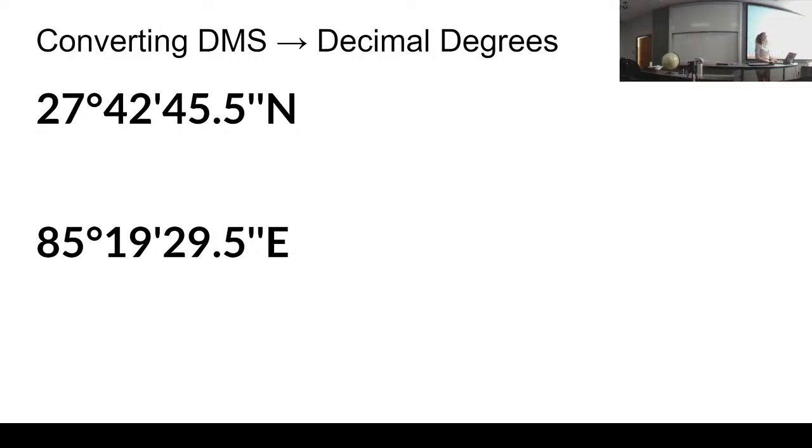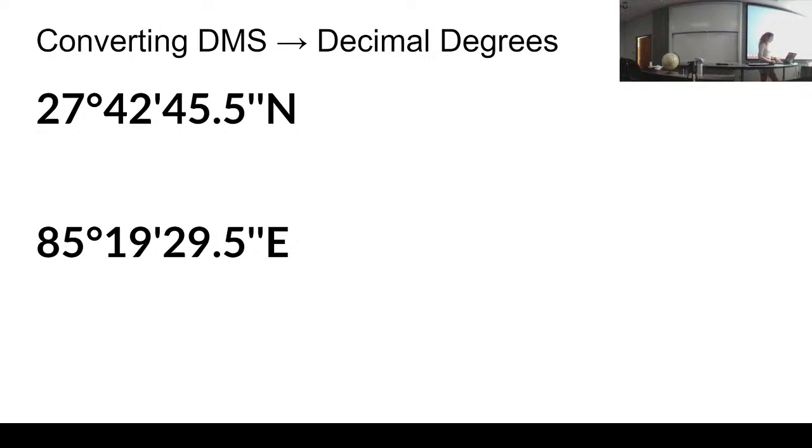So we're converting degrees, minutes, and seconds into decimal degrees. And what we're gonna do is start with our seconds, and we need to convert those seconds into minutes. There's 60 minutes in a degree, and there's 60 seconds in 1 minute. And so 60 is the magic number here. That's the number we're going to be using to do all these conversions. So to convert our seconds into minutes, we're going to use 60. So we're going to do 45.5, and we're going to divide it by 60.